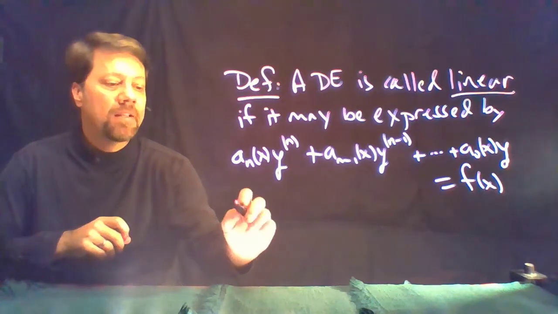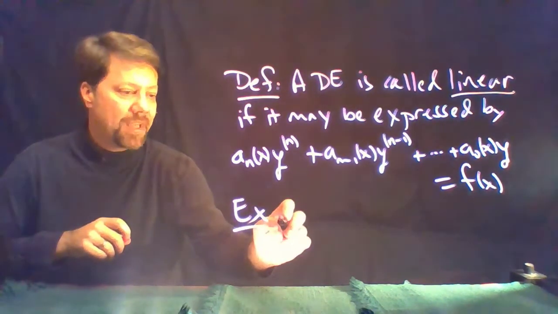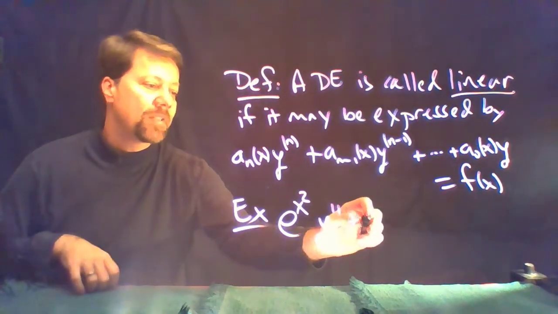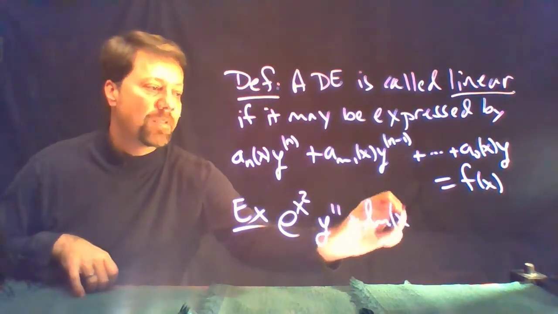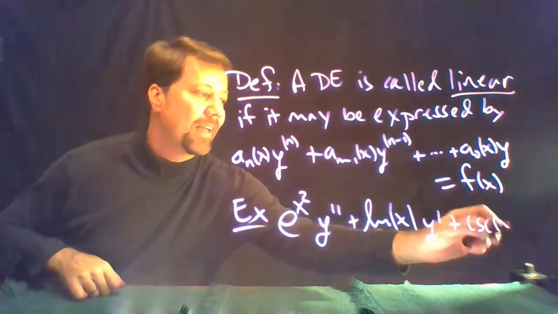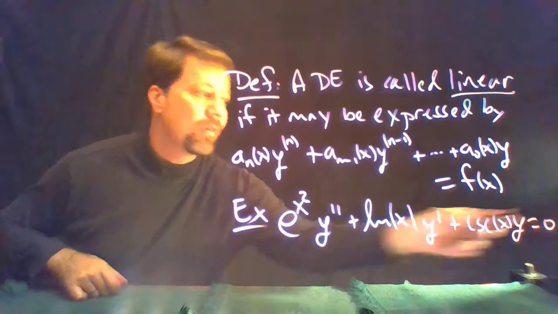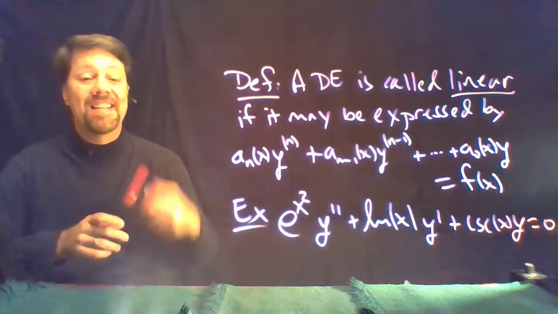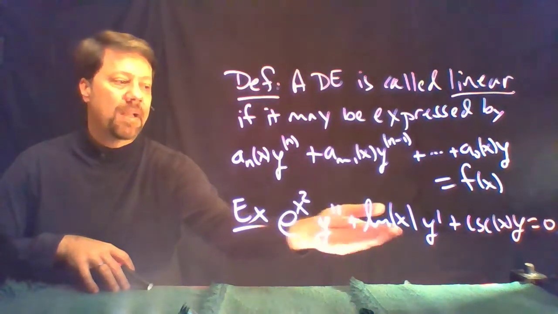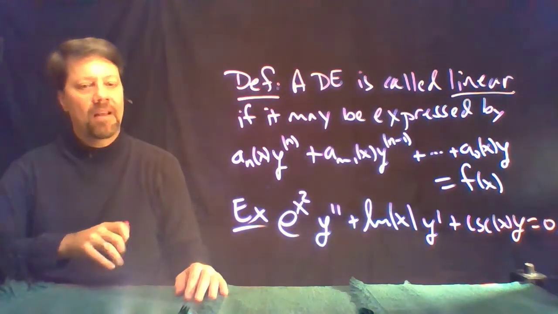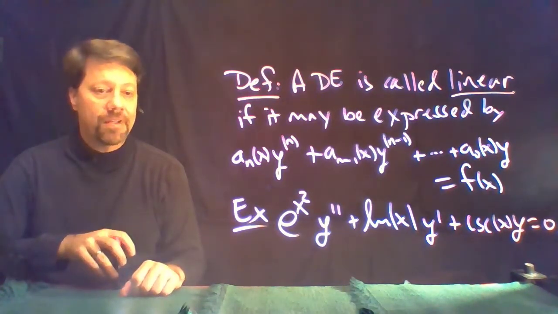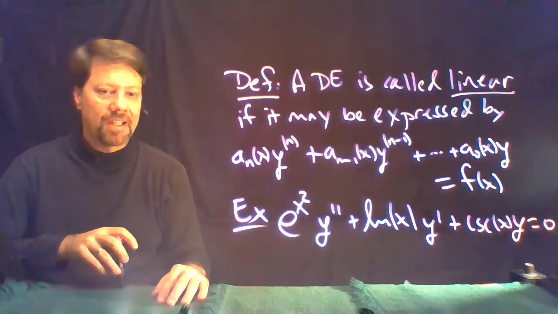For example, let's suppose I have e to the x squared y double prime plus natural log of the absolute value of x times y prime plus cosecant of x times y equals 0. Such an equation is linear. Y and its derivatives appear in separate terms in the numerator to the power 1. Those are linear differential equations.